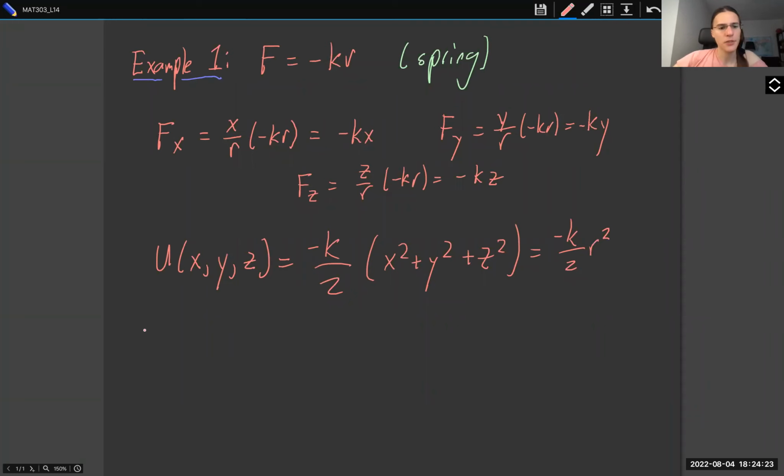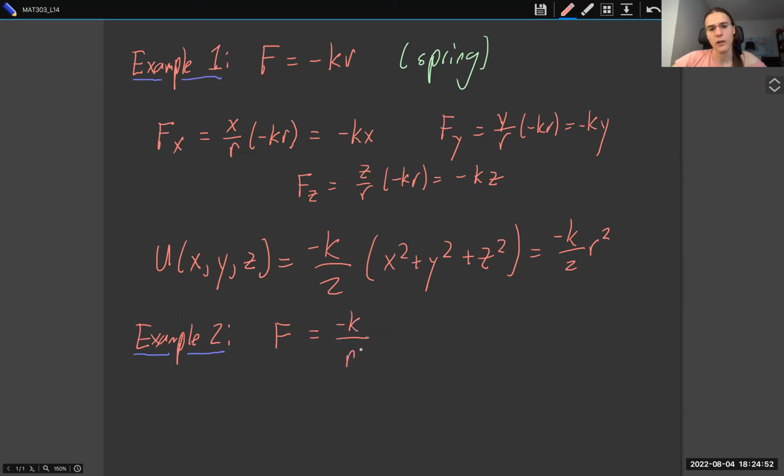Now, example 2 is gravitational attraction. And how gravitational attraction works is that the further you are, the weaker the pull is, as opposed to this, where the further you are, the stronger the pull is. And so in gravitational attraction, you're going to have F is negative k over r squared, inverse square law.